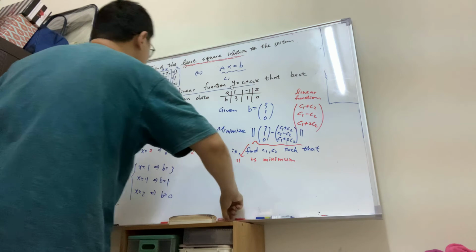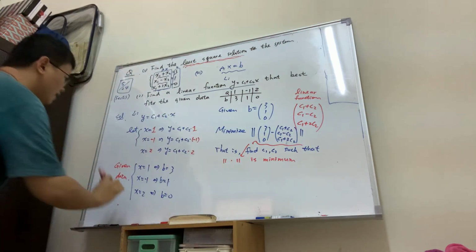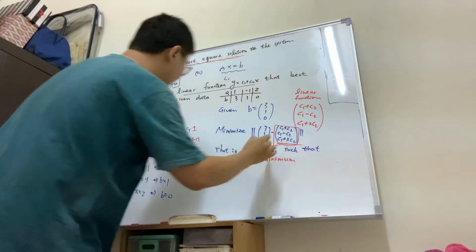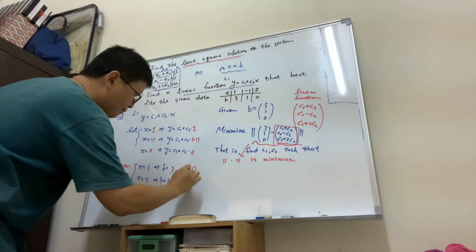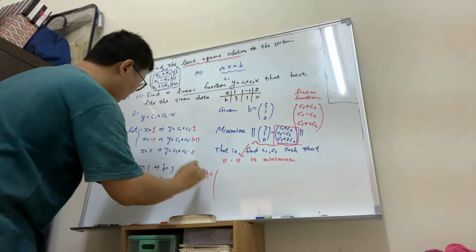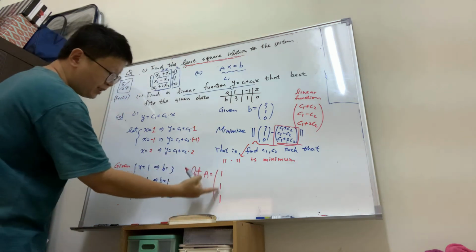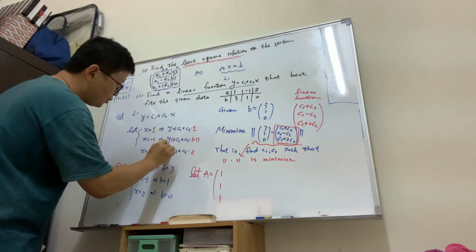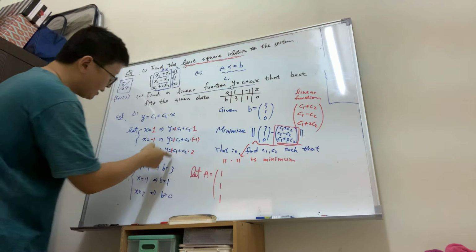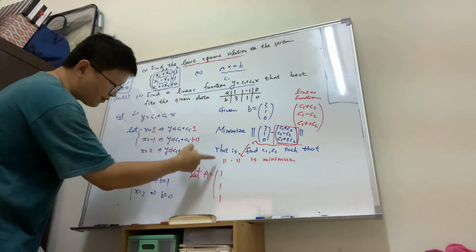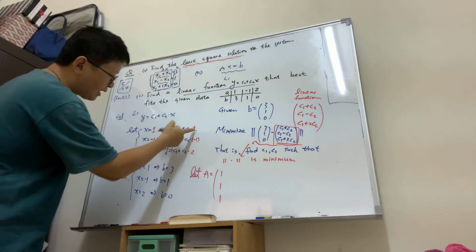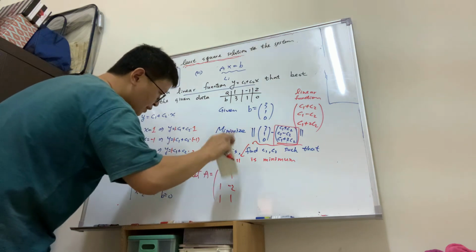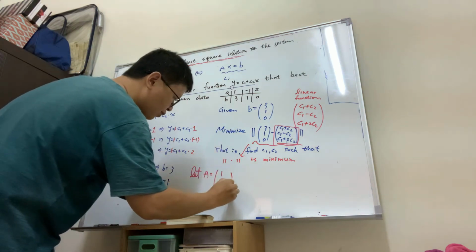If you consider the matrix A, what's this vector? Let A be this matrix, with first column 1, 1, 1, because the coefficient of c1 is 1. For the second column we put the coefficients of c2: 1, negative 1, 2.